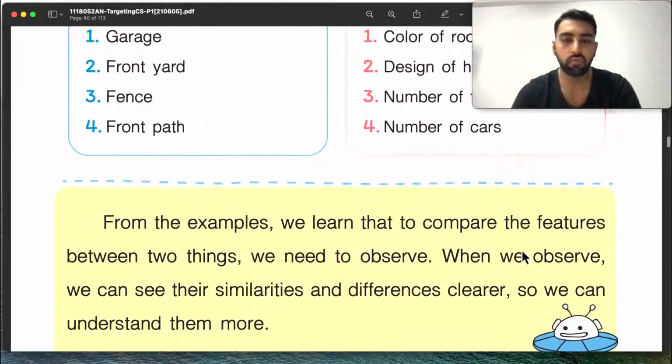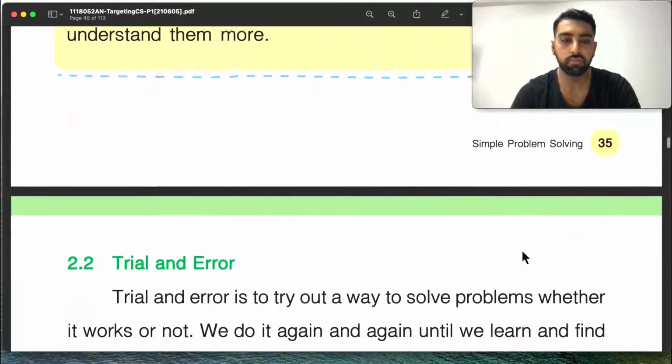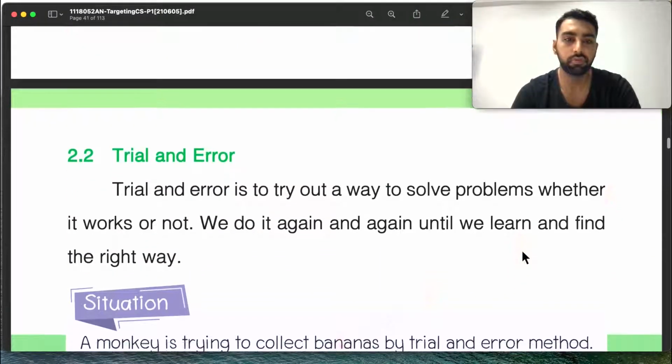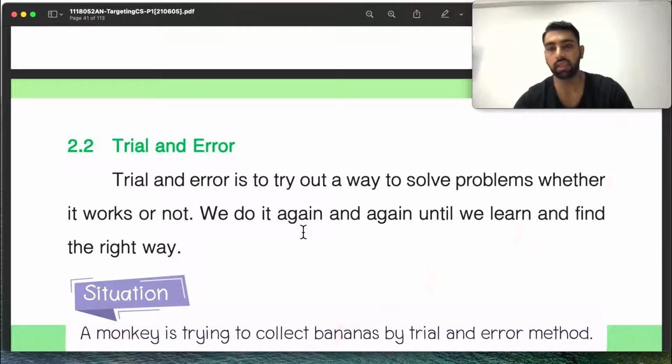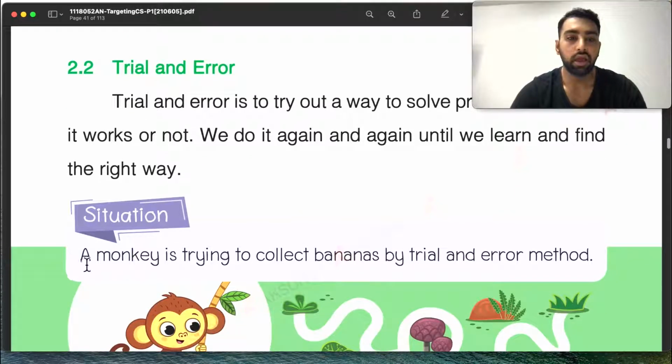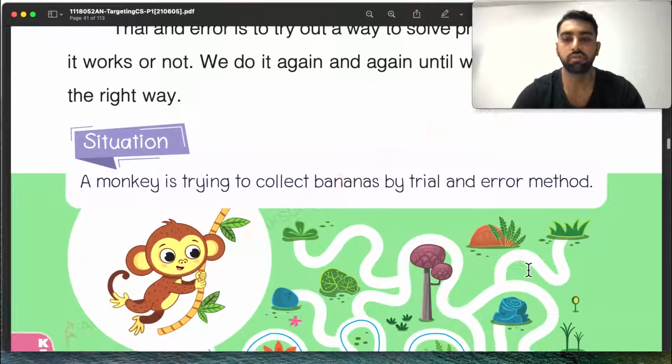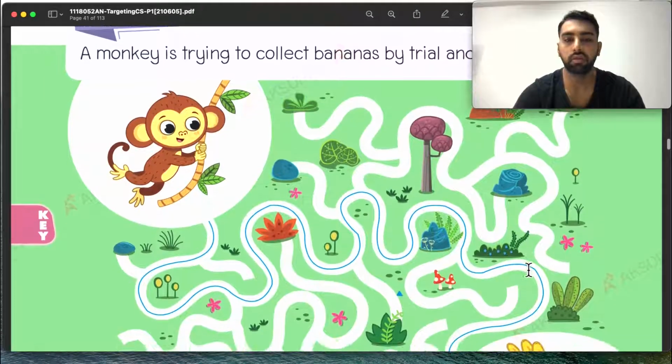So now for you, there is one more way of solving a problem, which is trial and error. Trial and error is the way of trying out a way to solve the problem, whether it works or not. We do it again and again until we learn to find the way to do it. A monkey is trying to collect bananas by the trial and error method. Look at this picture and find.